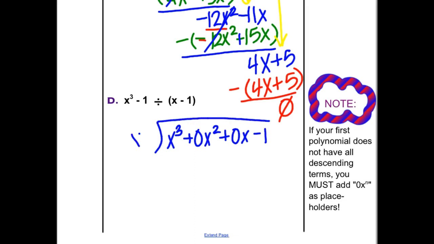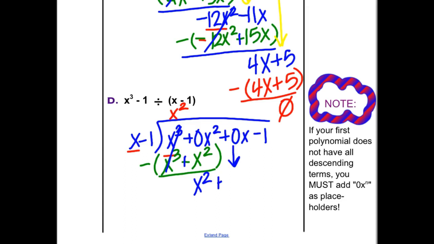And the reason why we do that is, while technically it's not totally necessary, one, it gets us prepared for tomorrow, which is our next type of division. And two, you're going to be a lot less likely to get screwed up and lose your way. So to turn x into x cubed, we multiply by x squared. X times x squared gives us x cubed. X squared times negative 1 is negative x squared. If we subtract that, x cubed minus x cubed obviously cancels. 0x squared minus negative x squared, that means we add and we get x squared.